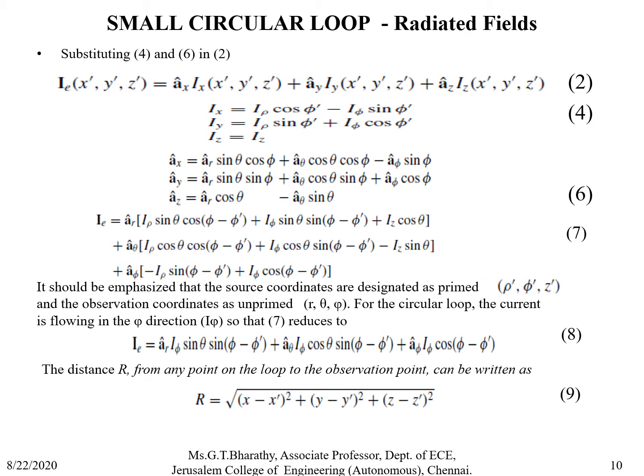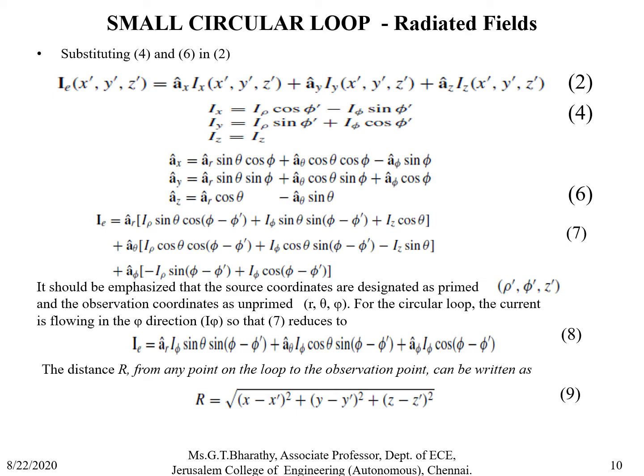For a circular loop, the current is flowing only in the phi direction. In the diagrammatic representation of the small circular loop, I have represented the current as I phi. So we are going to consider only the I phi component of the current I_E. So I_E is equal to A_R I phi sin theta sin of (phi minus phi dash) plus A theta I phi cos theta sin (phi minus phi dash) plus A phi I phi cos (phi minus phi dash).